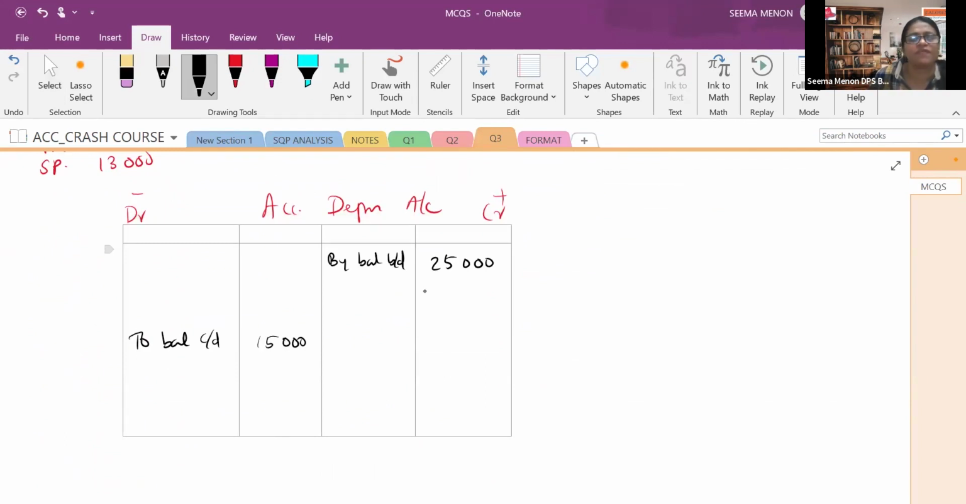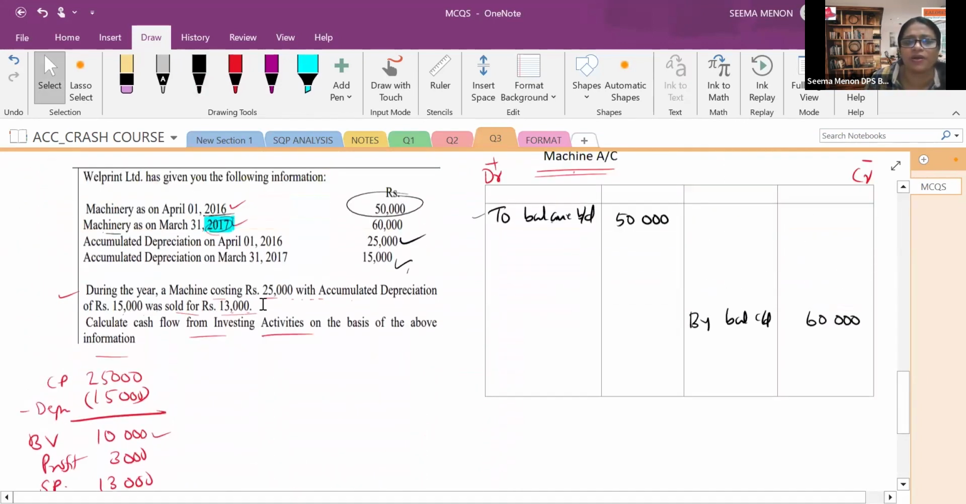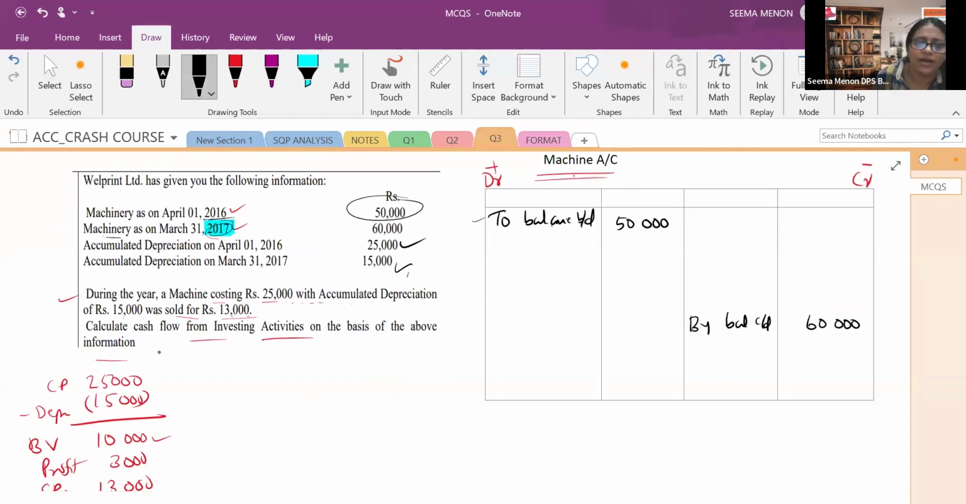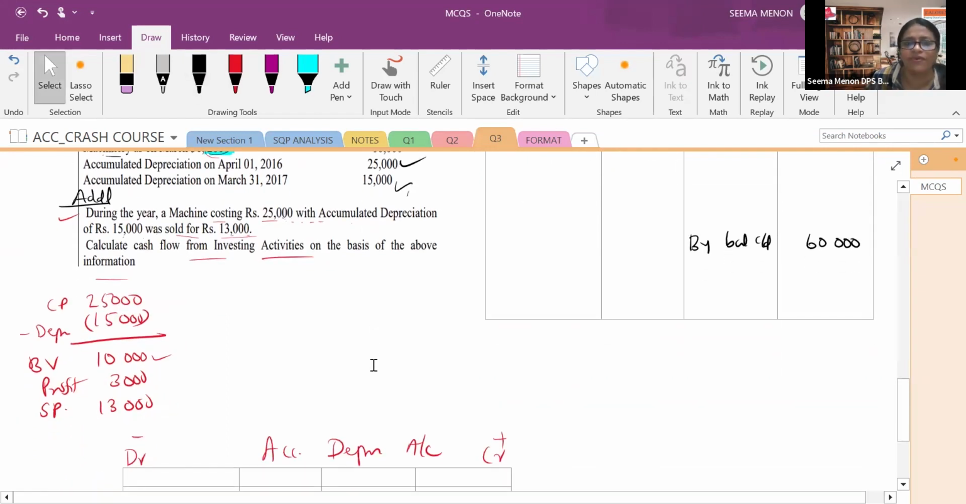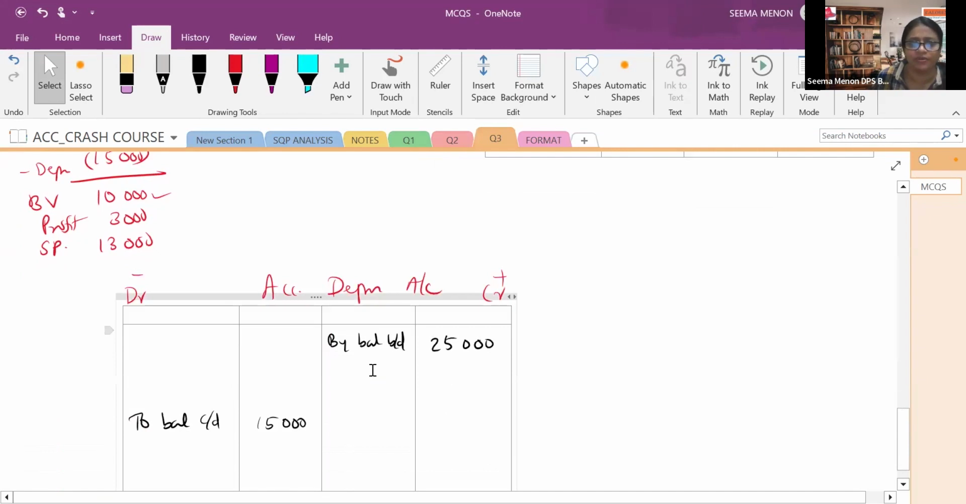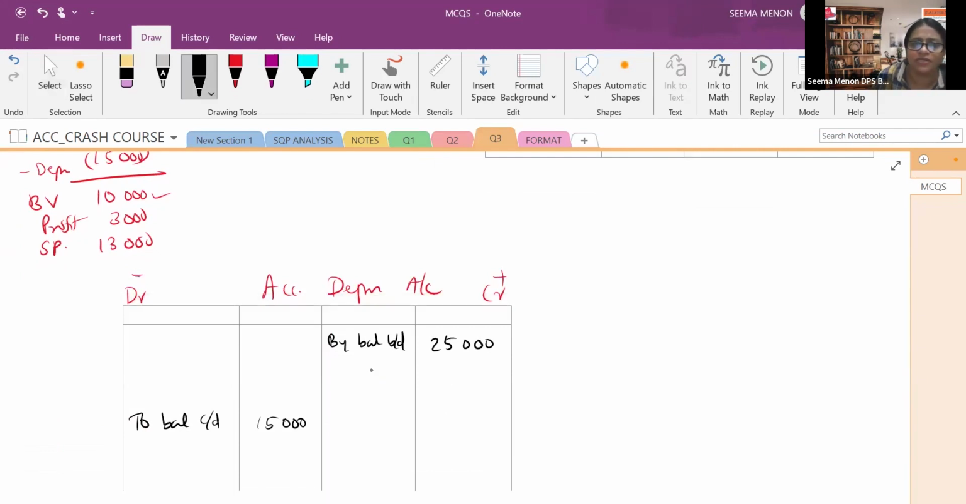I hope whatever information was given, you are able to understand. Now we are moving into the additional information. Additional information will always be either sales or purchase. Here in this question, it is given that a machine costing 25,000 was sold with an accumulated depreciation. So once the machine is sold, our depreciation will reduce. Whenever depreciation is reduced, we have to show it on the debit side.